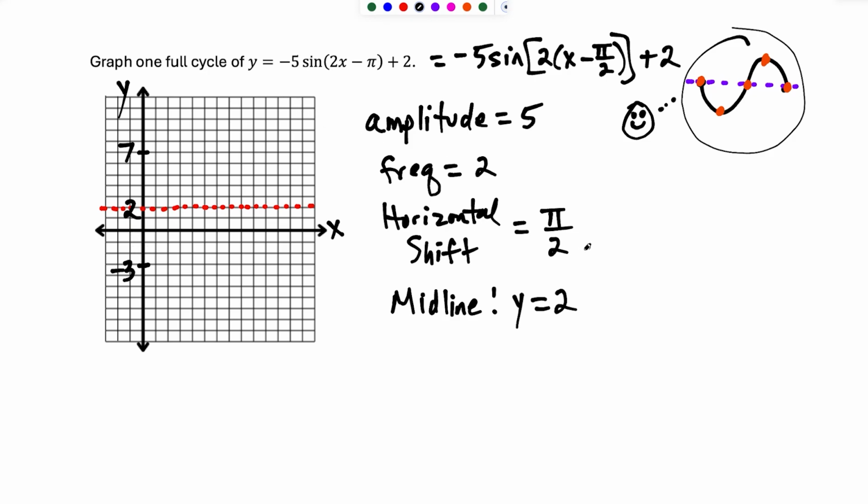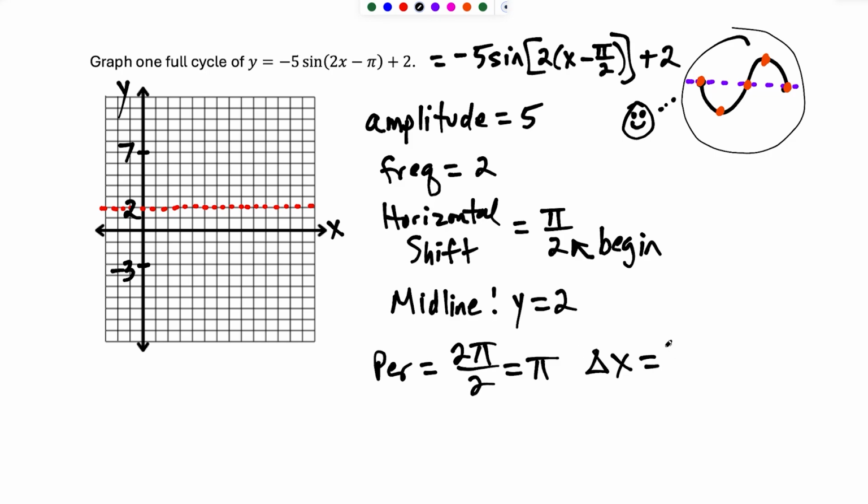So now that we have this, let's just think here. The value here, pi over 2, represents where we are going to begin on the x-axis. Okay, the horizontal shift tells you where to begin. And we could also say delta x, or first let me find the period. The period is equal to 2 pi divided by the frequency, which is just equal to pi. So then delta x is the period divided by 4, so pi over 4. And this is just telling us what to count by.